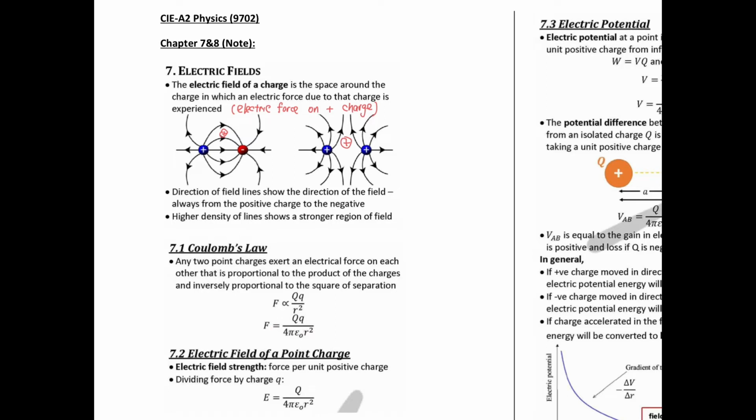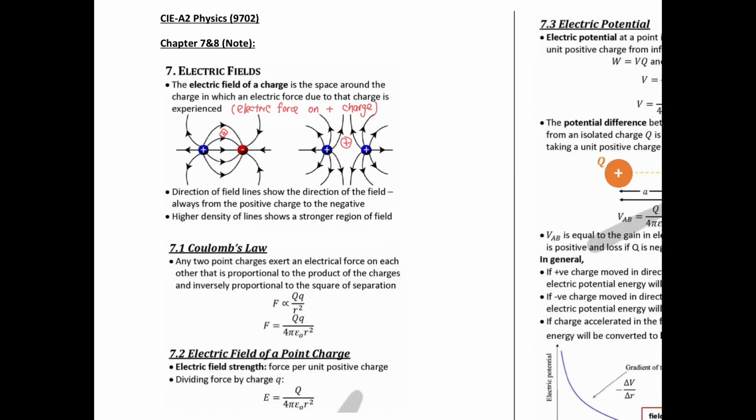So if they are different, opposite charges, they will attract each other. If they are like charges, they will repel each other. So if they repel each other, the force that we get will be a positive value. If they attract each other, the force that we get will be a negative value. Okay, so if you remember chapter 2, we have the gravitational field. We have something similar.